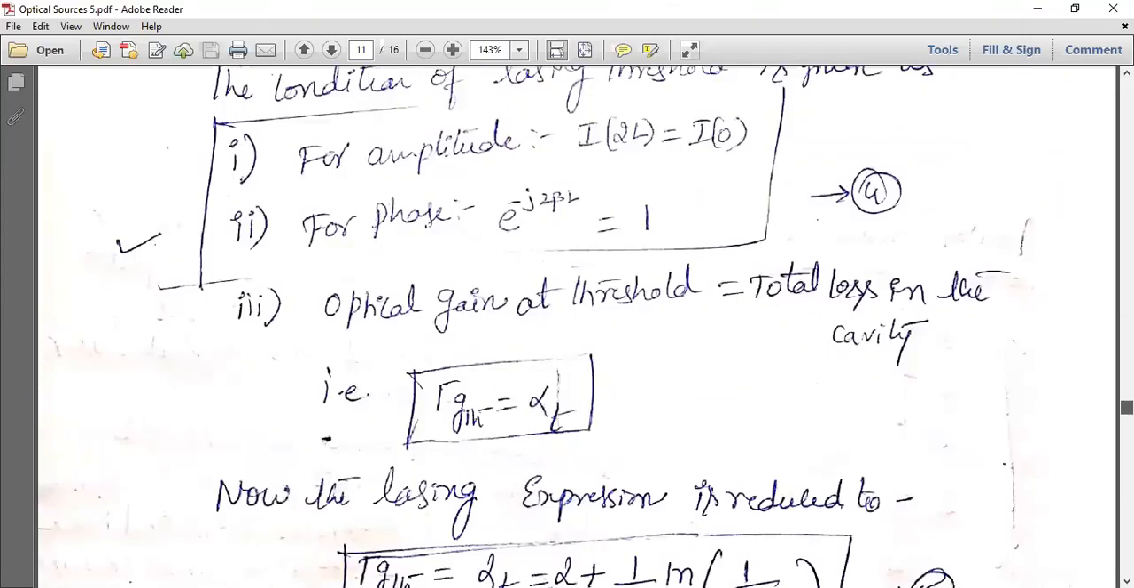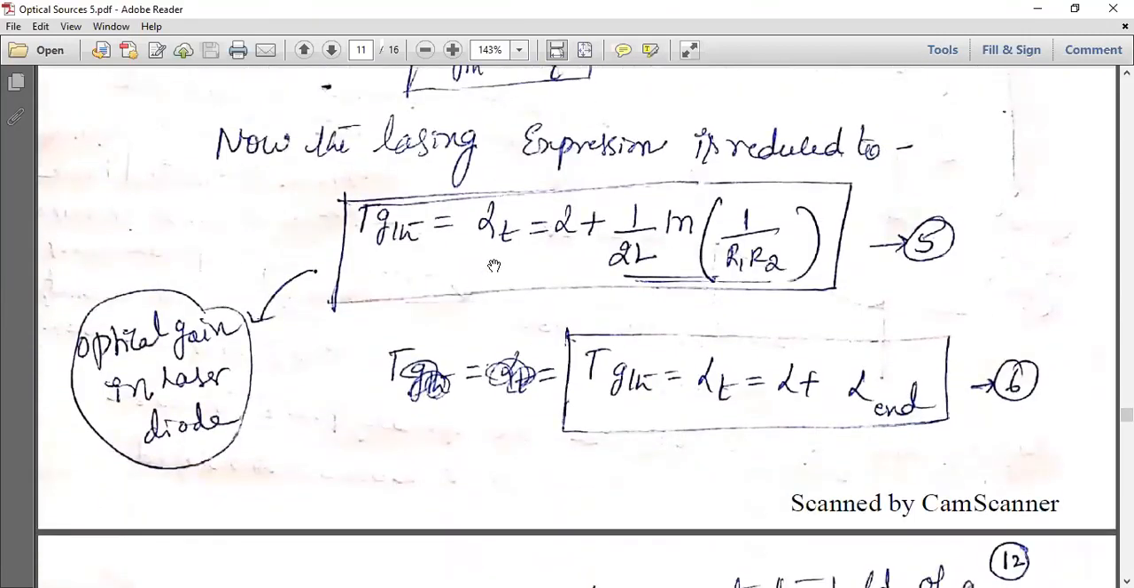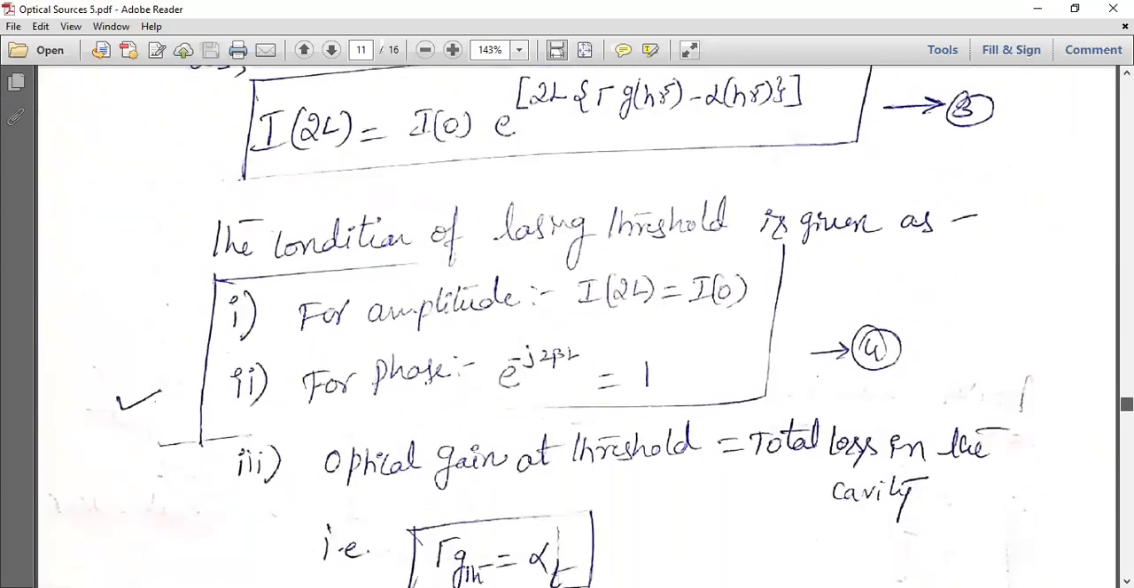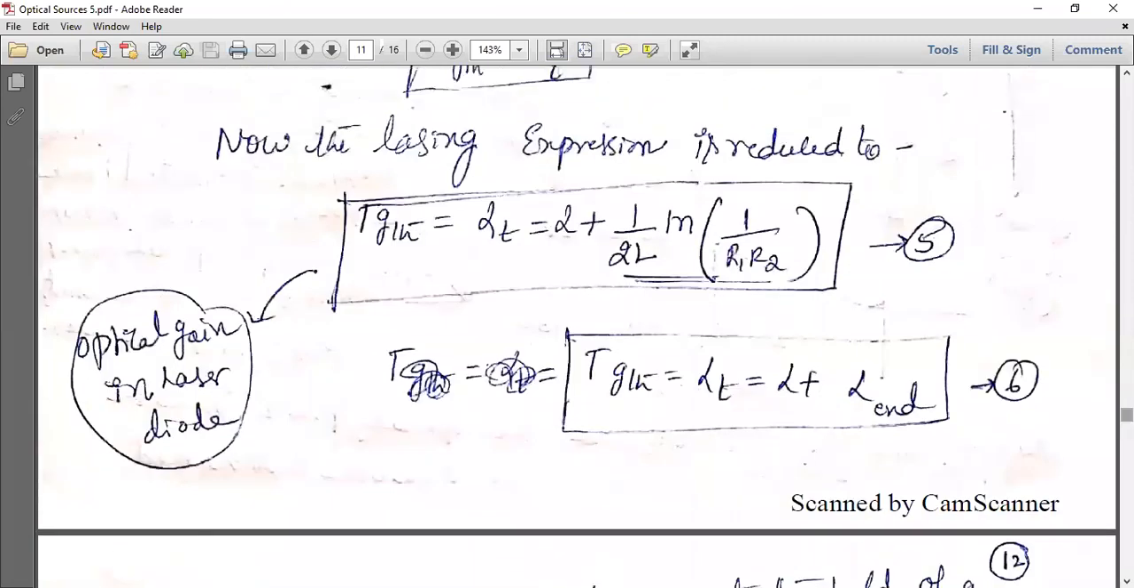So for that you get this particular expression, where alpha GT we will take as alpha T, which is the loss in the cavity. Just replace it, and we'll find this particular expression, where R1, R2 are the reflectivities, 2L is the distance, and all these things.